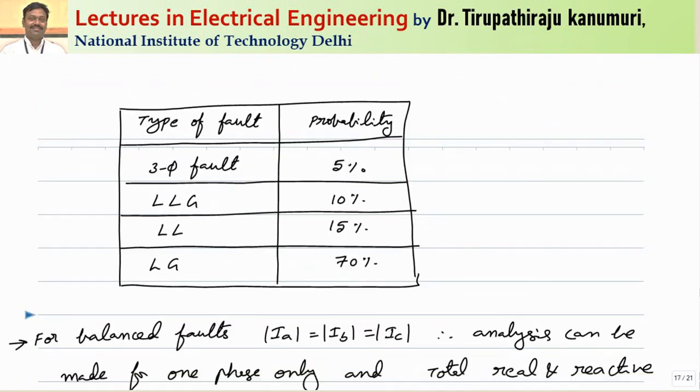If you see practically what the different types of faults are that happen in practice, three phase faults account for about 5%. Line to line to ground faults happen for 10% of the cases, and line to line faults happen for 15% of the cases, whereas line to ground faults happen for nearly 70% of the cases. Or we can say that out of the total faults that happen in our power system, only 5% are three phase faults or balanced faults, whereas the remaining 95% of the faults are unbalanced faults.